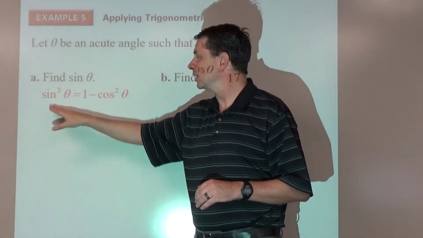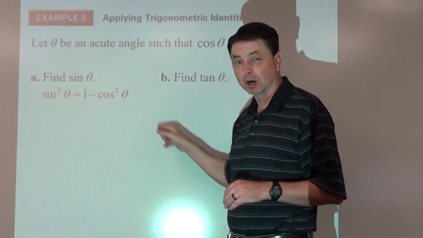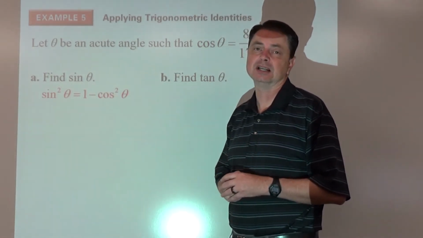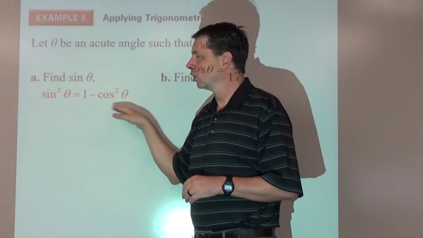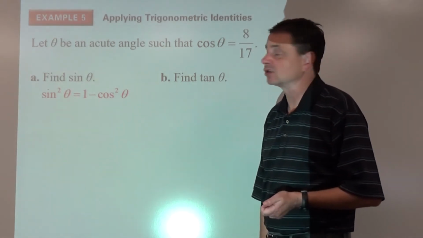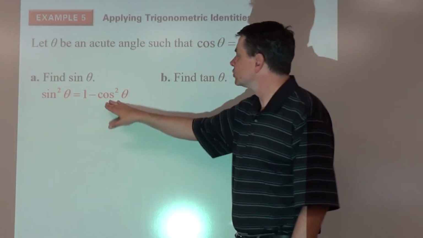Just a hint also: it does not work when it's sine theta equals 1 minus cosine theta. You cannot square root all of the parts. That would be highly illegal in terms of operations. It's only true for the functions that have been squared, and that's true of the Pythagorean ones. All right?